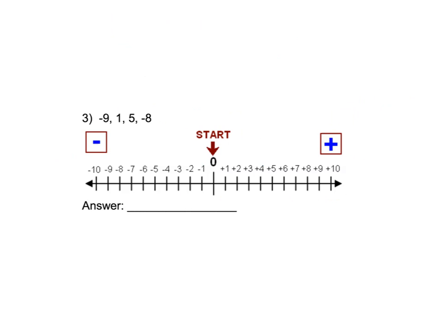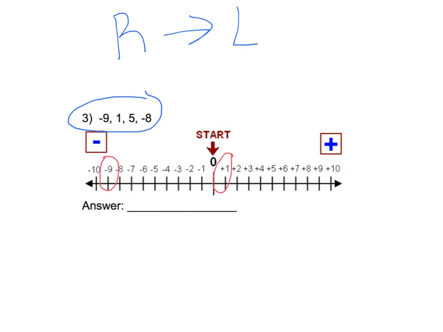And here's our last example. Again, we're going to go from right to left because we're looking for our greatest to least, biggest to smallest. So I have -9, +1, +5, and -8. So I'm going to go through and circle those on the number line. I have -9, +1, +5, -8. So I'm going to start on the right side of my number line. And so my biggest number is 5, followed by 1, followed by -8, followed by -9.